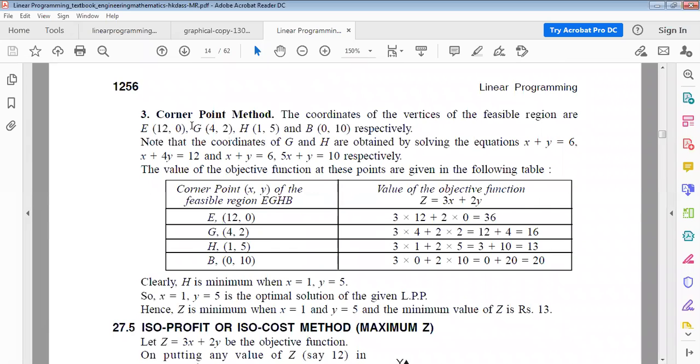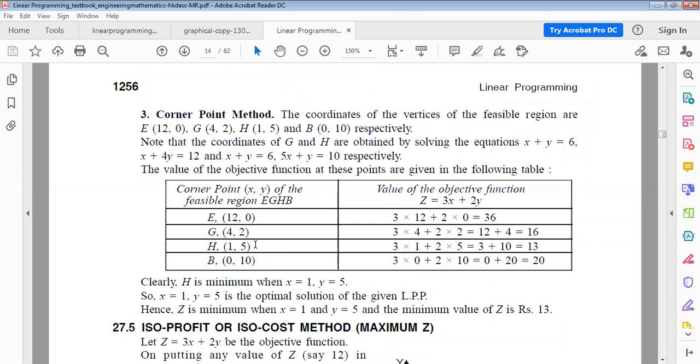Corner points, how many? E, Z, H, and B. Solving for point Z means solving constraints 2 and 3, and point H means constraints 1 and 2. Remember it. Now the corner points are these, and putting them in the objective function, we get this. 13 is the minimum here.